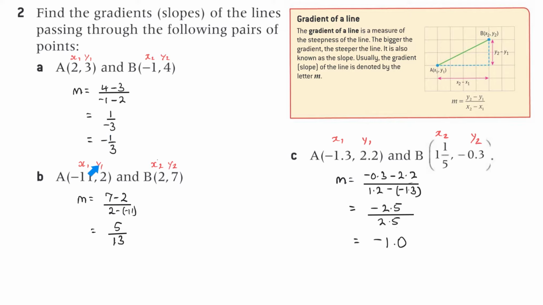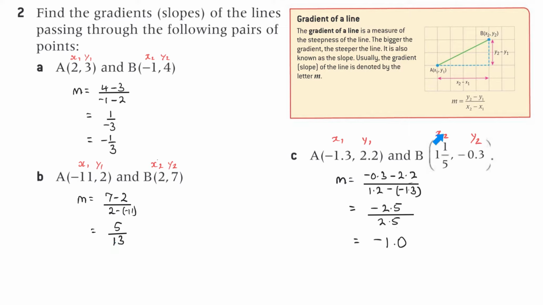B, look, I've written these along the top again. So it's y2 minus y1, that's 7 minus 2, divided by 2 minus -11. So the top becomes 5. The bottom, 2 minus -11, is 13. That's 5 on 13 is the slope.